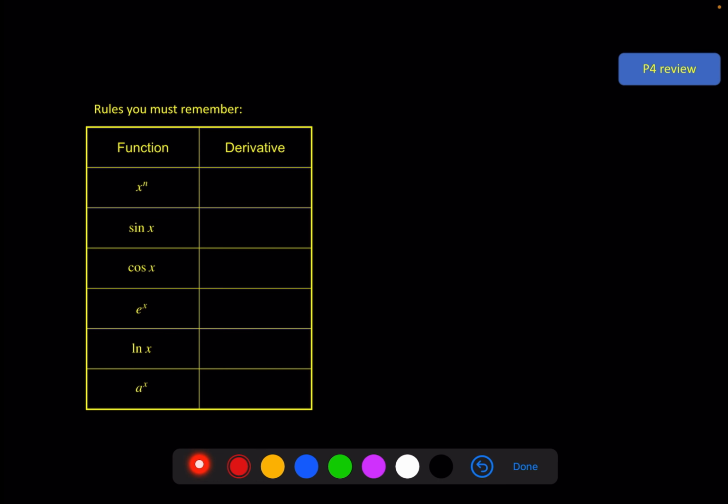Here we go. x to the n differentiates to nx to the n minus 1, sine goes to cosine, cosine differentiates to minus sine, e to the x does not change, natural log of x is 1 over x, and a to the x is a to the x times the natural log of a. You can see that this follows the pattern because if a is equal to e, the natural log of e is equal to 1, and you just end up with e to the x.